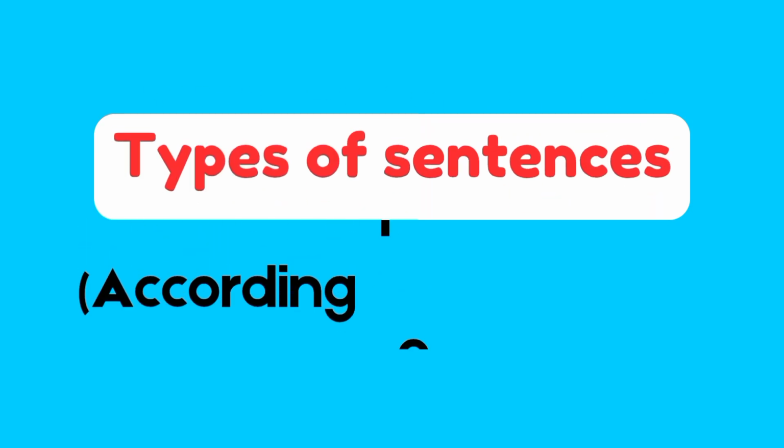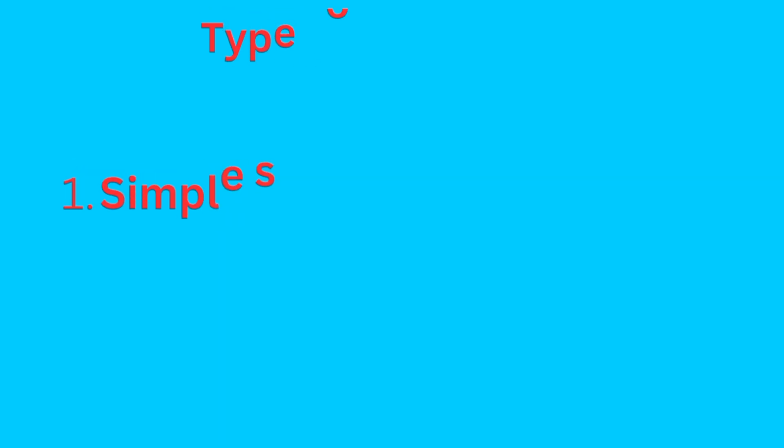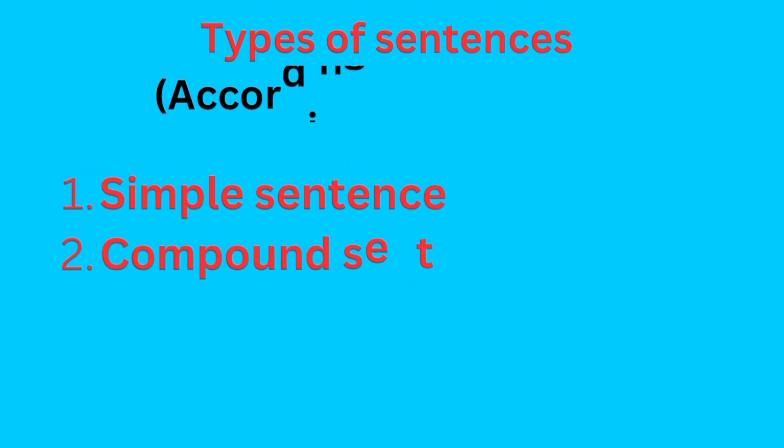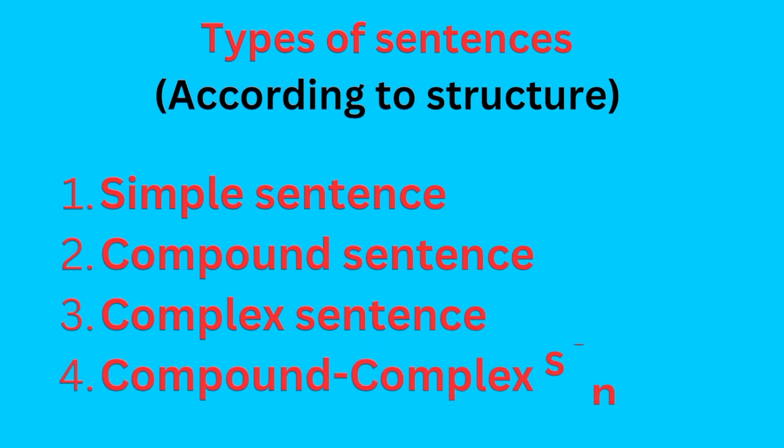Types of sentences. According to structure, there are four types of sentences: simple, compound, complex, and compound-complex sentence.